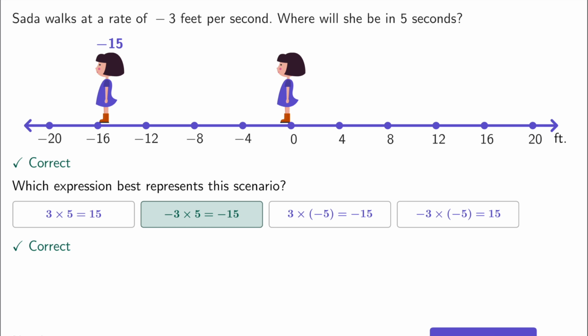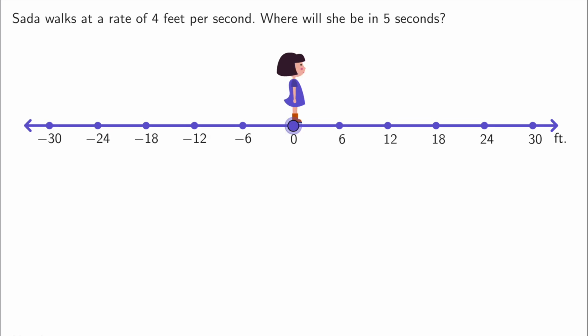Okay, now let's try another problem. This problem says Sada walks at a rate of 4 feet per second. That means for every second she goes 4 feet in the positive direction. So where will she be in 5 seconds? After 5 seconds, where should I place Sada? In the first second, she will be at 4 feet. Then in the second second she will be at 8. Then 12. Then 16.